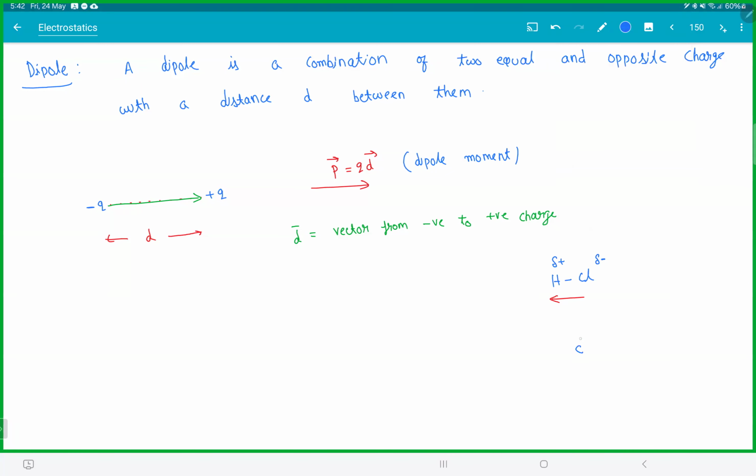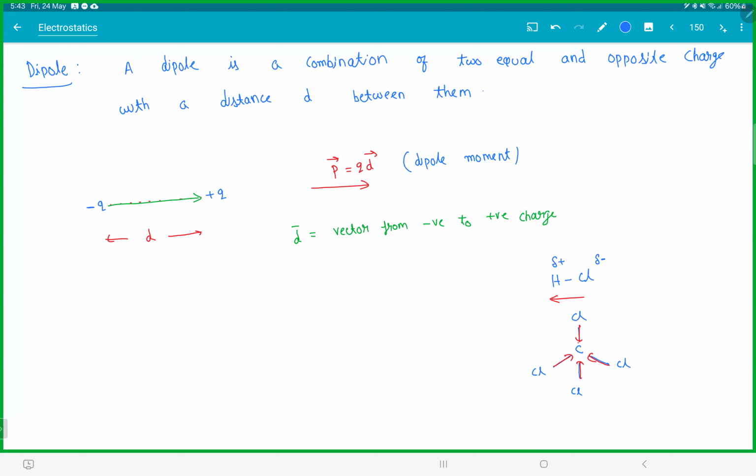If you take something like CCl4, I'm sure you studied that this compound's dipole moment is 0. In this case, this is one dipole, this is another dipole, this is another dipole, this is another dipole. Actually, the net dipole moment cancels out. Primarily, what we're interested in is, when you have these dipoles, how do they interact? So let's see that.